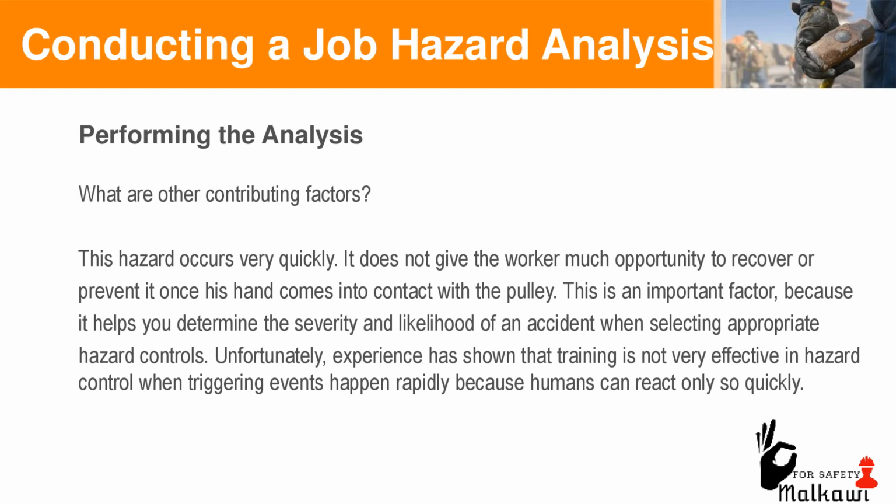What are other contributing factors? This hazard occurs very quickly. It does not give the worker much opportunity to recover or prevent it once his hand comes into contact with the pulley. This is an important factor because it helps you determine the severity and likelihood of an accident when selecting appropriate hazard controls. Unfortunately, experience has shown that training is not very effective in hazard control when triggering events happen rapidly because humans can react only so quickly.